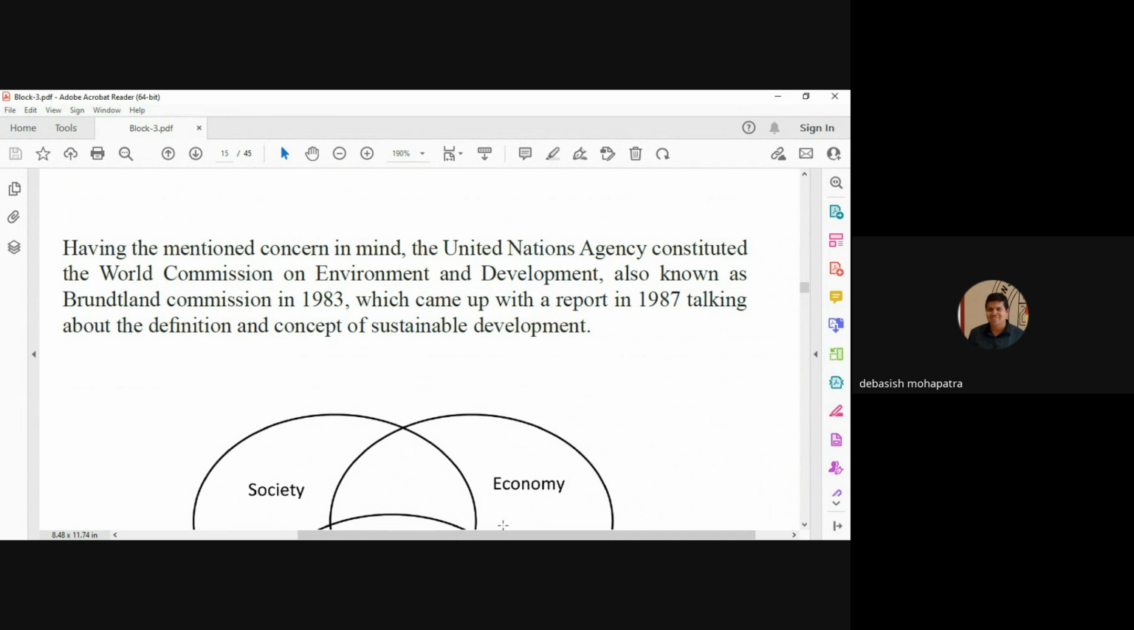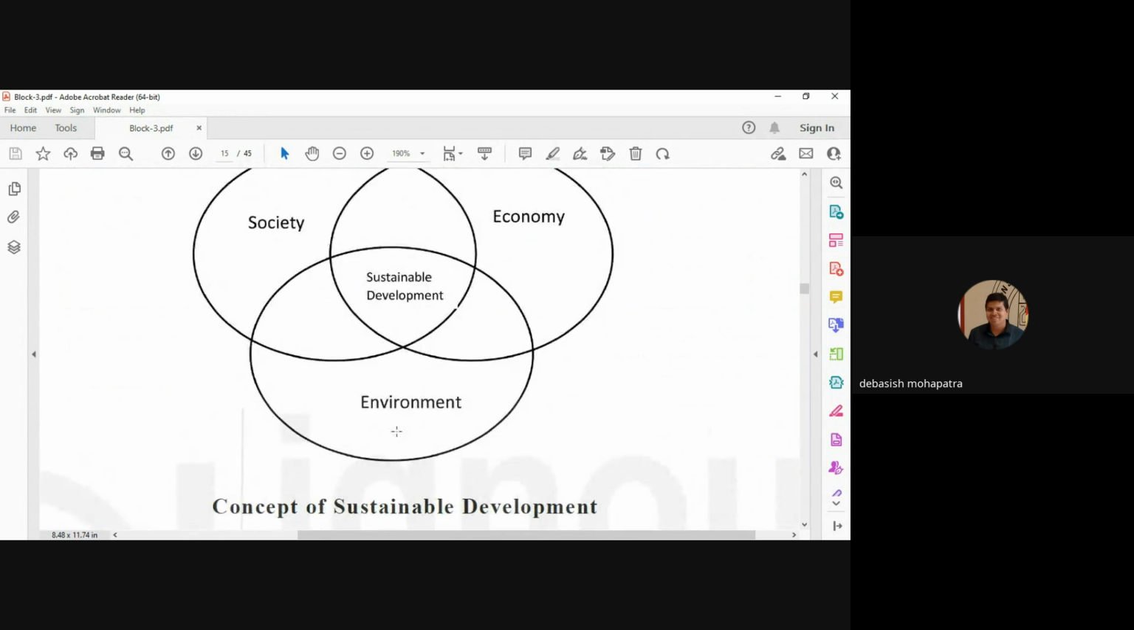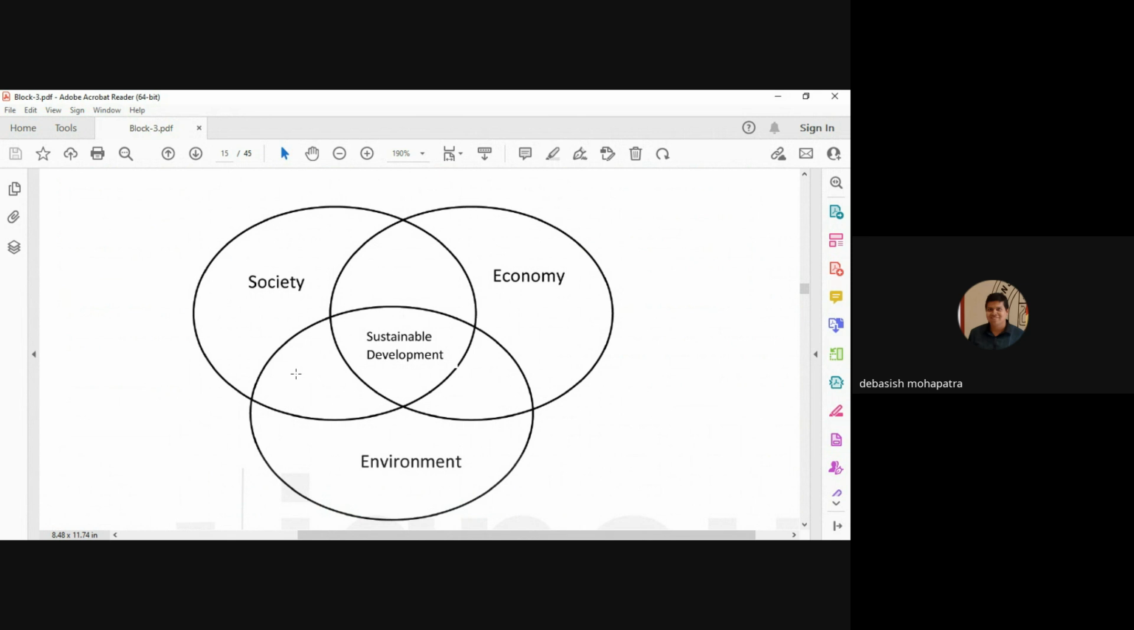Having the mentioned concern in mind, the United Nations constituted the World Commission on Environment and Development, also known as the Brundtland Commission, in 1983, which came up with the report in 1987 talking about the definition and concept of sustainability. So society, economy and environment, all interlinking, will lead to sustainable development. We cannot focus on the development of one thing. We have to combine all the three things, then only can we go for sustainable development.